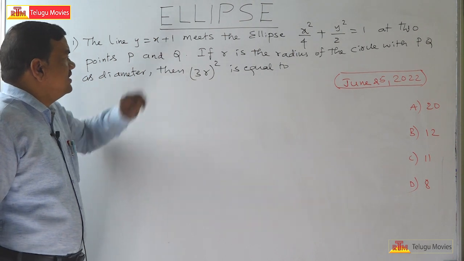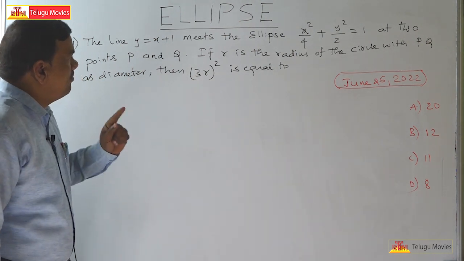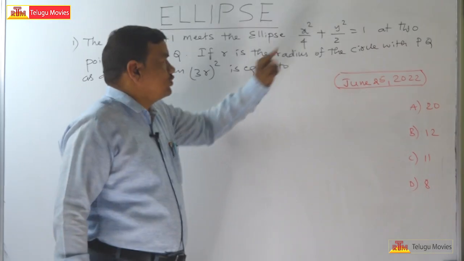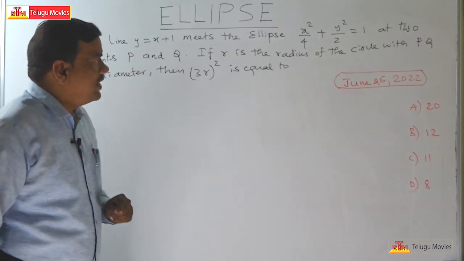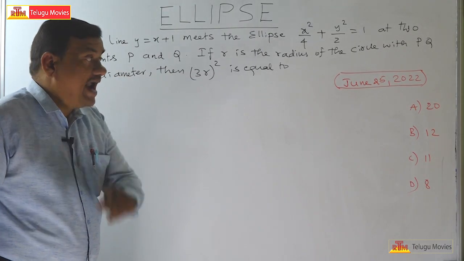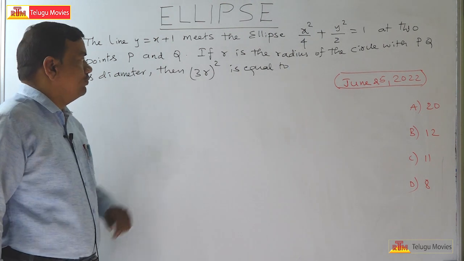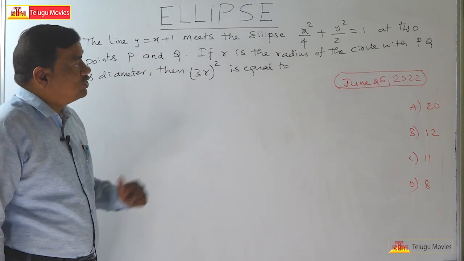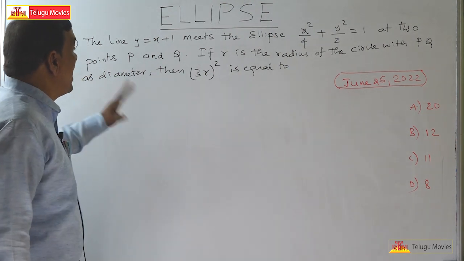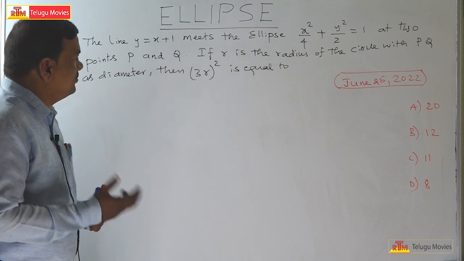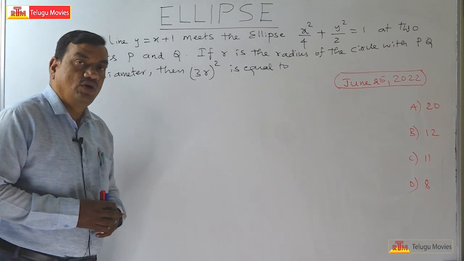The line y is equal to x plus 1 meets the ellipse x square by 4 plus y square by 2 is equal to 1 at 2 points P and Q. If R is the radius of the circle with PQ as diameter, then 3R whole square is equal to.